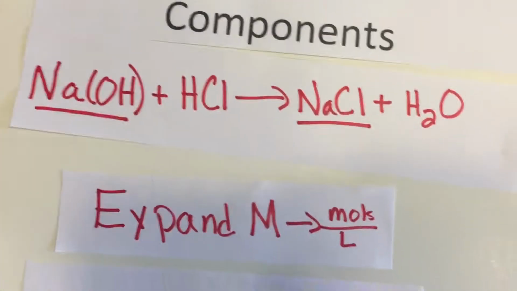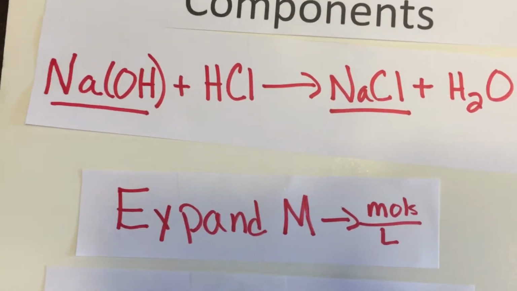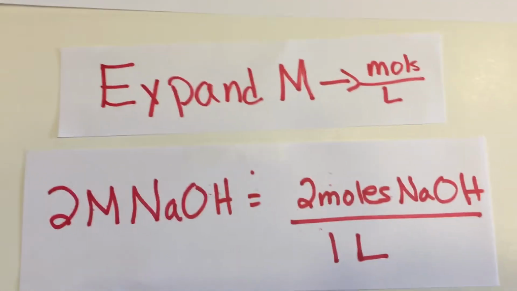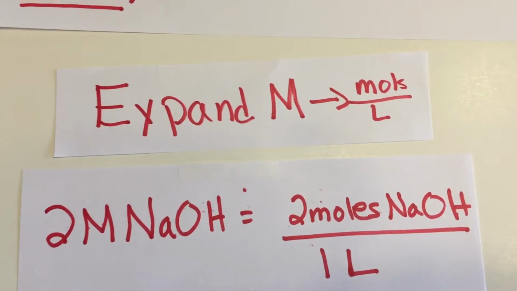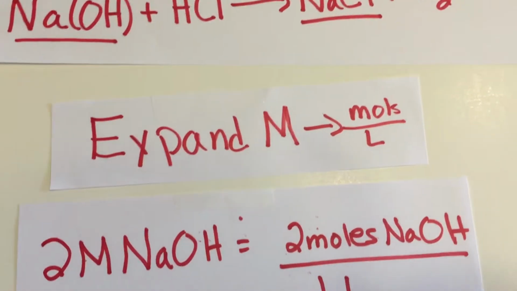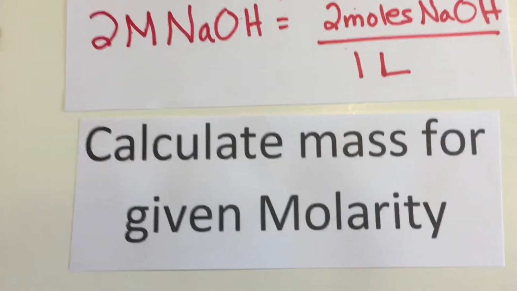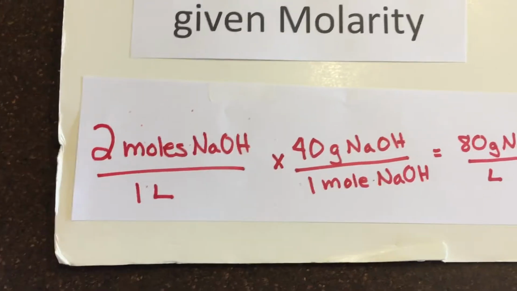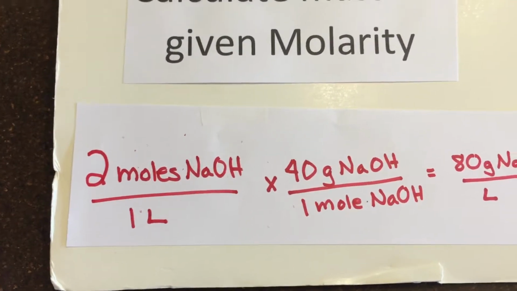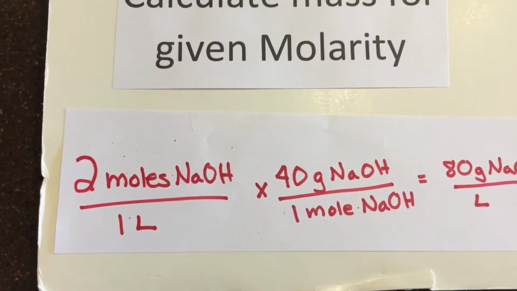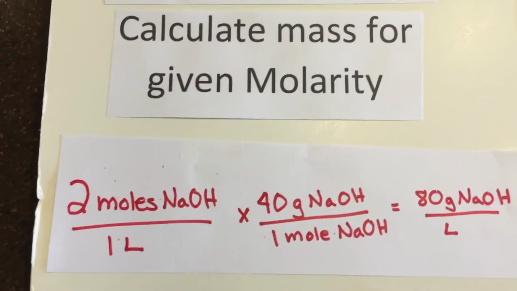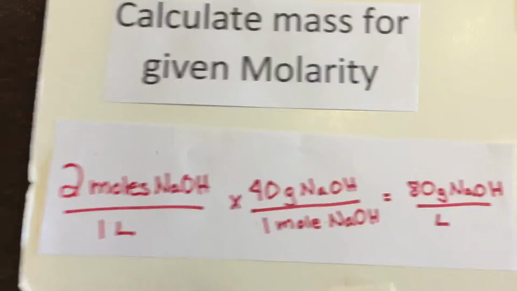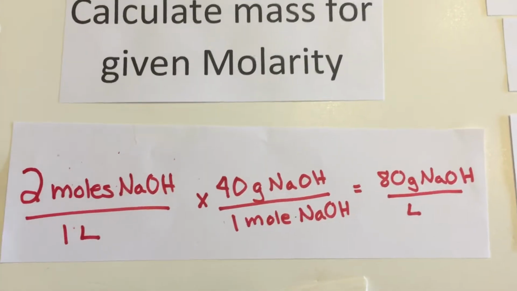The next step is expanding molarity to moles per liter. So we're given 2 molar sodium hydroxide, which is the same as 2 moles of sodium hydroxide in 1 liter. So we are going to calculate the mass for the given molarity. We take our 2 moles of sodium hydroxide per 1 liter and multiply that by the formula weight of sodium hydroxide, which we just calculated is 40 grams. The moles cancel, and then you have 80 grams of sodium hydroxide in 1 liter.